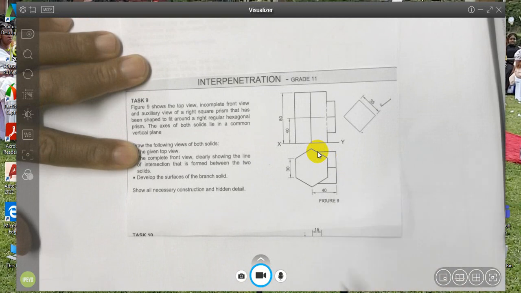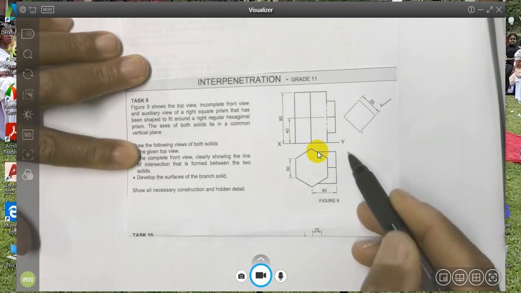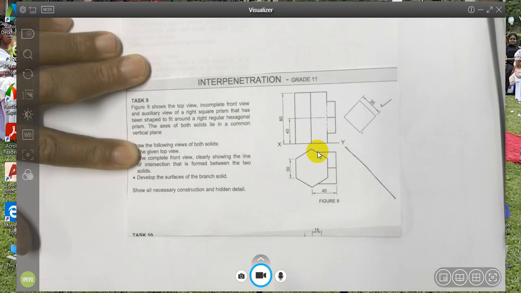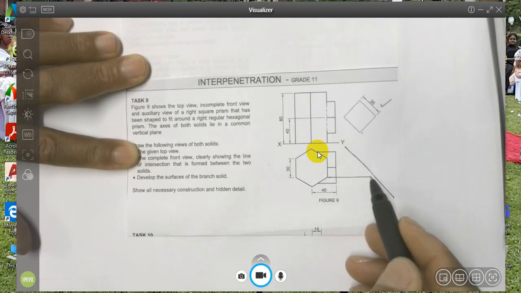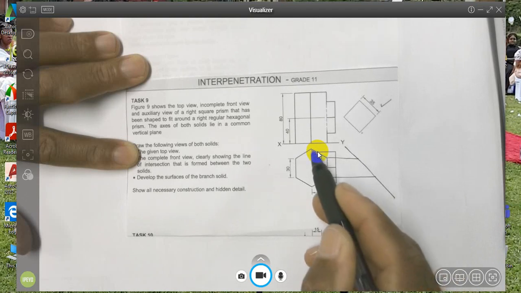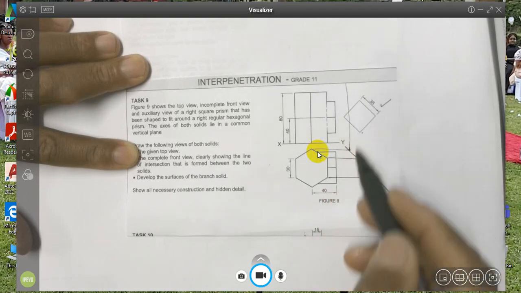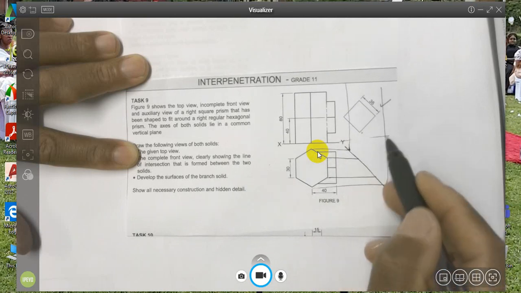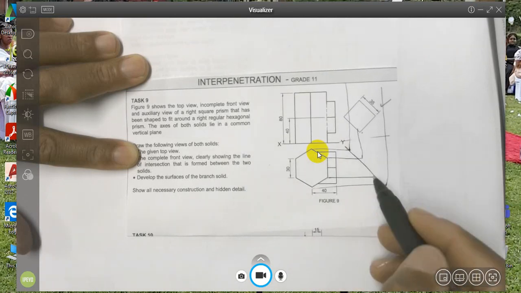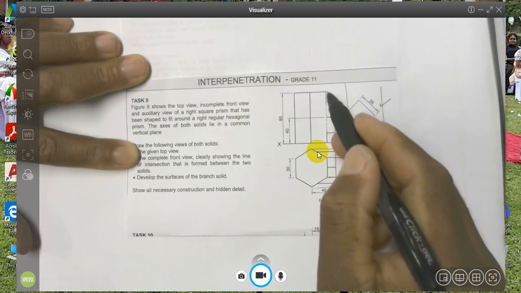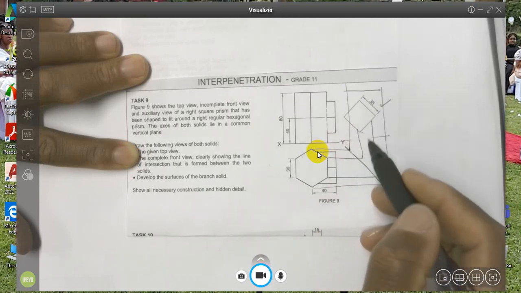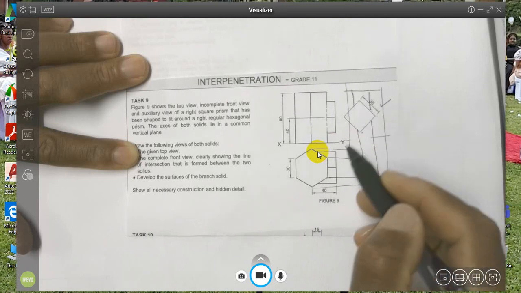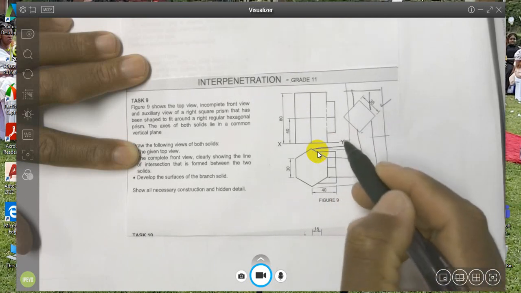So, if I draw this, then it means I need to get my 45-degree line here. And I need to get the left view of the main solid. There we go. That's the height. We draw that height. Right? So it goes on the other side. It also goes on the other side. Right? So here it should have been here.